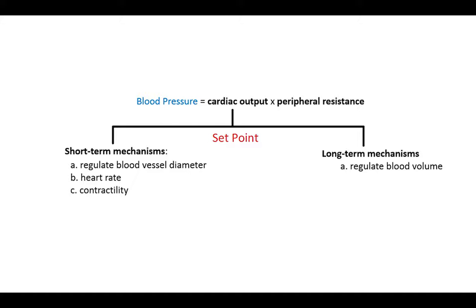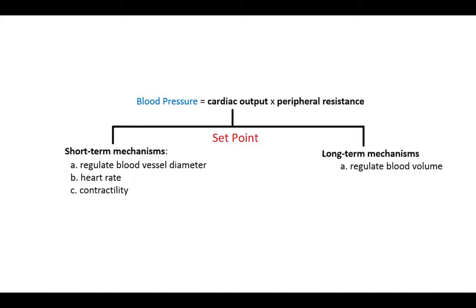The body maintains the blood pressure at a set point, and any deviation is regulated through both short and long-term mechanisms. Short-term blood pressure regulation is maintained by changing either the blood vessel diameter or the vascular tone, the heart rate, or the force with which the heart contracts, and it can do it all at once. But if you try to think of everything all at once, you're only going to confuse yourself. So you change one variable at a time. Long-term blood pressure is regulated by adjustment in the volume of blood in the system.